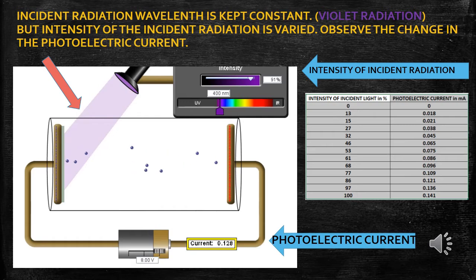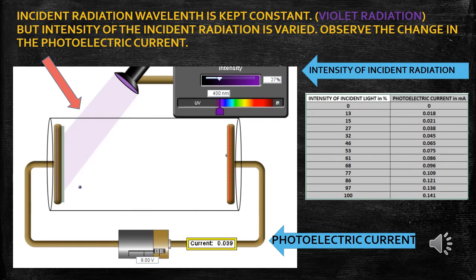Here I'll start the animation, I'll click the animation. Now you observe how the variation happens. Here initially the percentage of incident light is now 13%. Look at the current value 0.018. Now the intensity of the incident light is increased to 27%, 29%. Correspondingly, you observe the photoelectric current because the number of electrons emitted from the metal surface slowly increases.